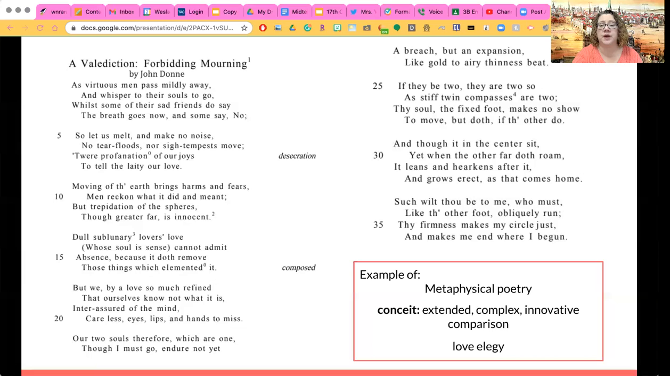If they be two, they are two so as stiff twin compasses are two. Thy soul, the fixed foot, makes no show to move, but doth if the other do. And though it in the center sit, yet when the other far doth roam, it leans and hearkens after it, and grows erect as that comes home. Such wilt thou be to me, who must, like the other foot, obliquely run. Thy firmness makes my circle just, and makes me end where I begun.